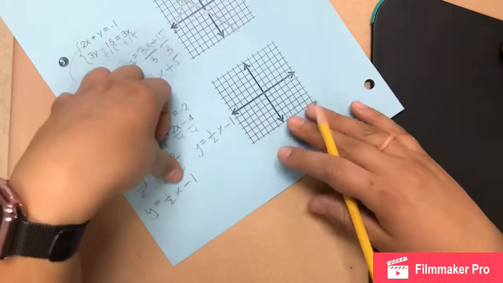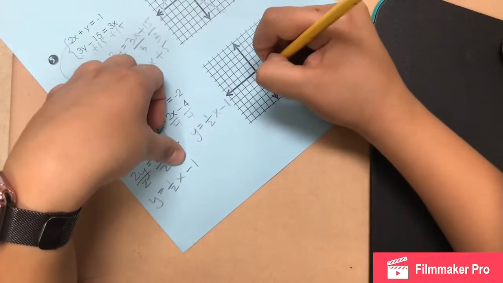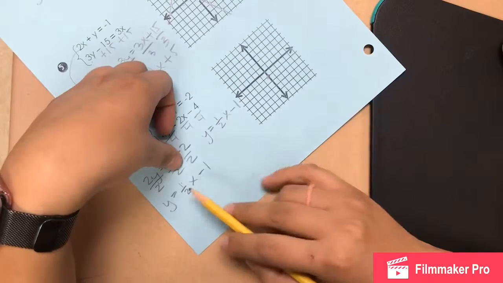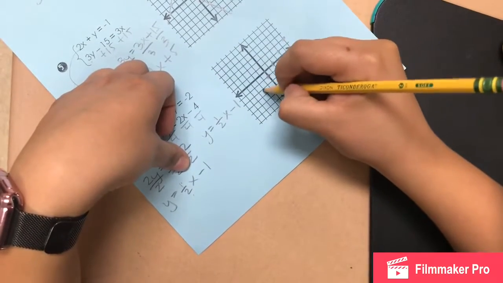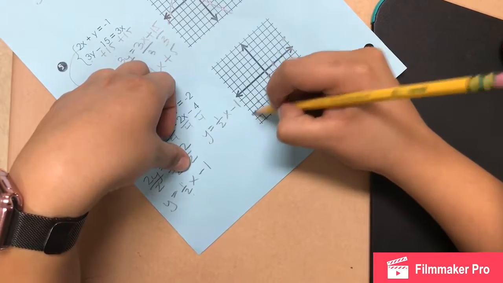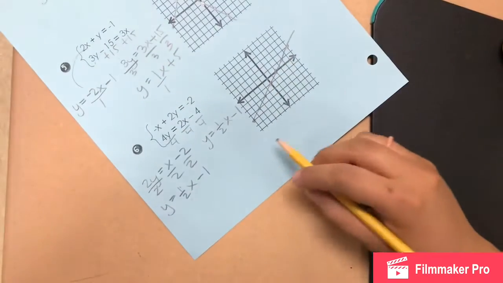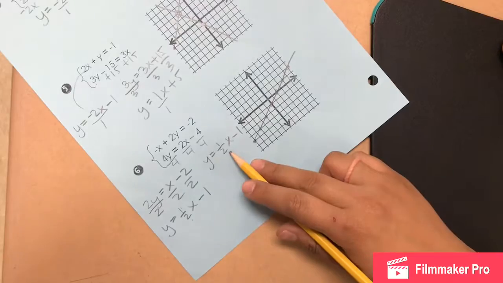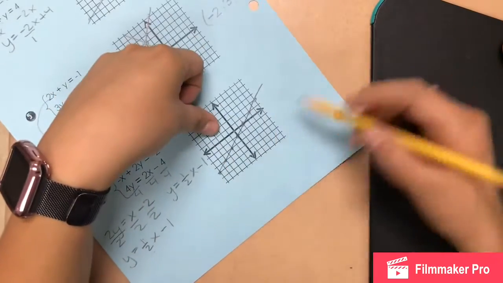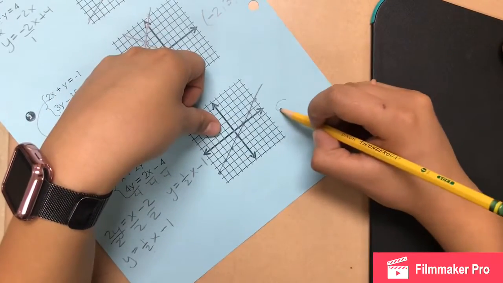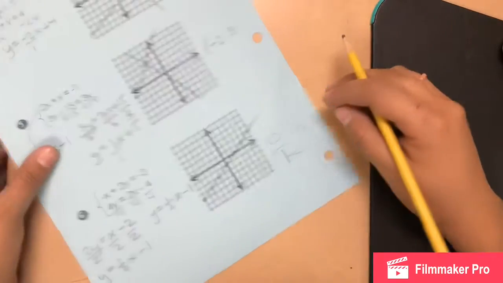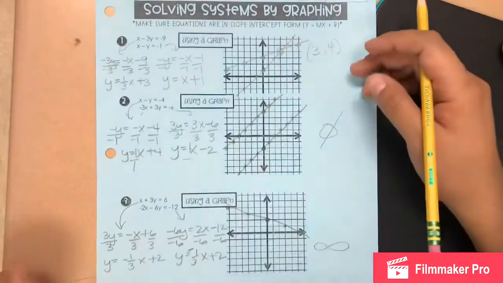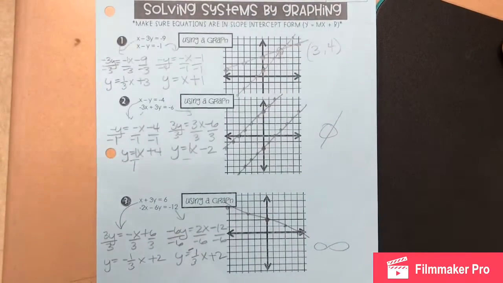So if I start graphing, they want me to start at negative 1 on the y-axis, and they want me to go up 1, right 2, up 1, right 2, up 1, right 2, down 1, left 2, down 1, left 2, down 1, left 2. If you notice, the second equation is exactly the same, which means they would be the exact same line, they'd overlap. So this would be my infinite or my all reals for that one. So 3 types of equations: 1 solution, no solution, or infinite solution.